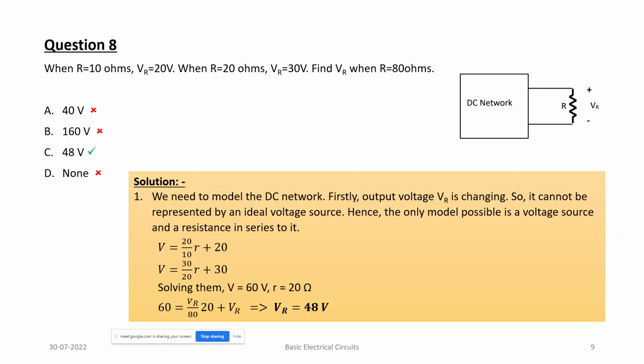Yes sir. The voltage changing means the DC network is not a voltage source. This we can conclude for sure. Yes sir. It's not an ideal voltage source. Right? So if it's not an ideal voltage source, and it's a DC network, the other component that can come is the resistance. Now we need to model this DC network in terms of a voltage source and a resistance, that we know for sure.